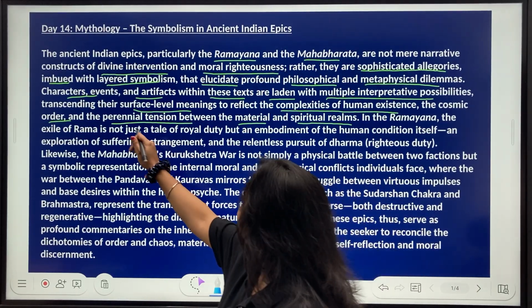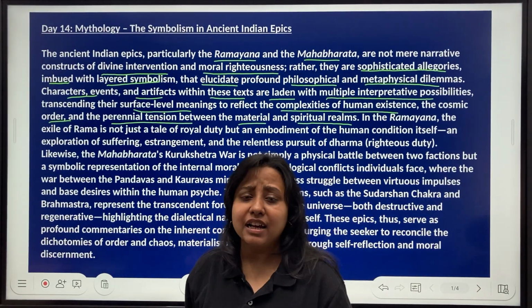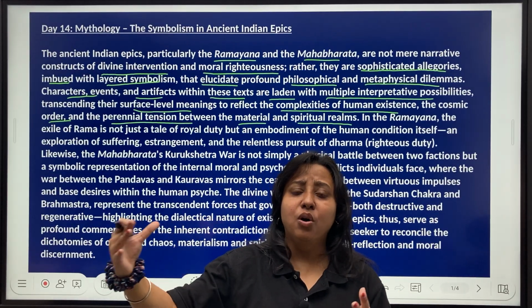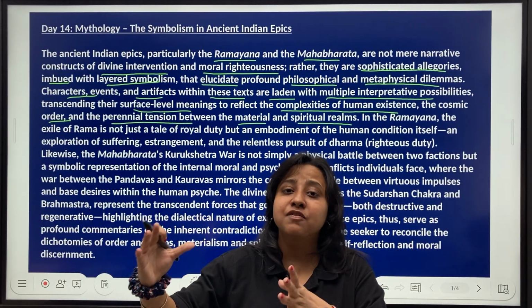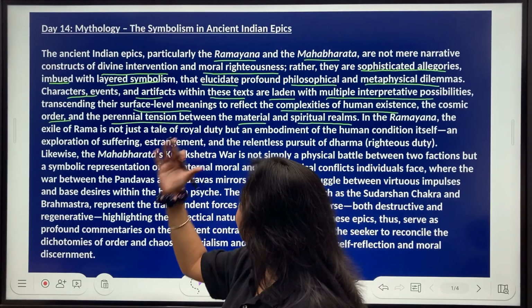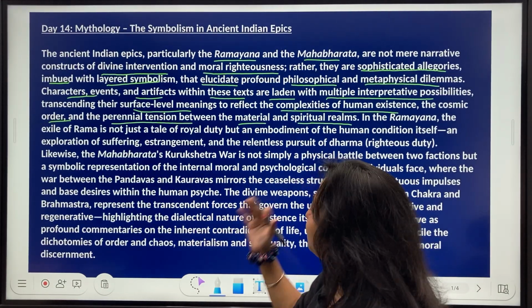ठीक है. अब देखो, perennial tension. Perennial actually is something that lasts for long. So it's a continuous flow. Perennial is the continuous tension or conflict between material and spiritual realms.